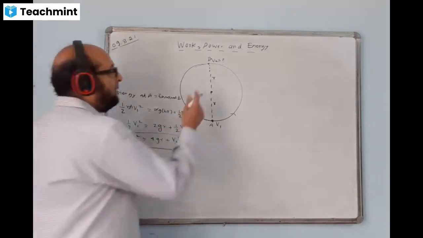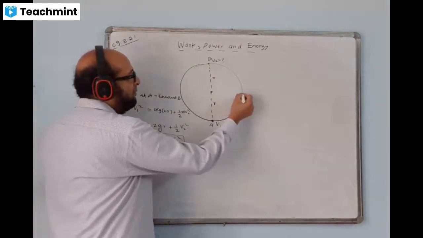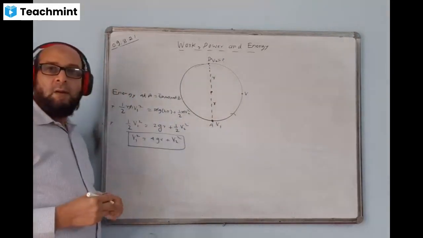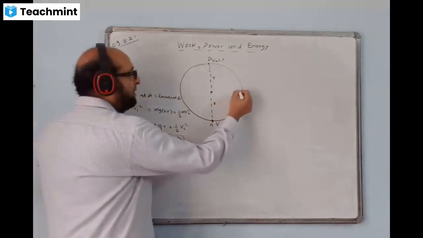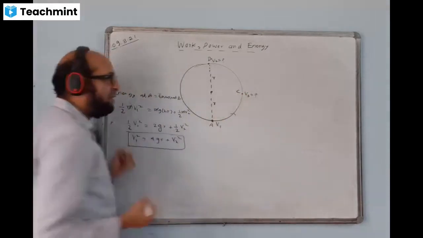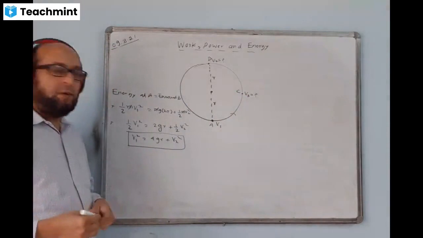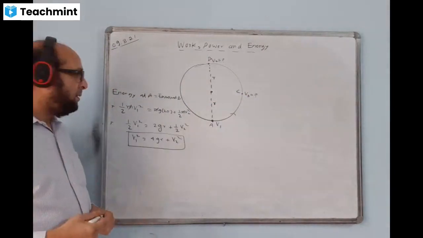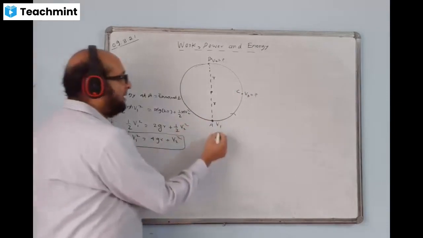Suppose you want to find the velocity of the body here. This is the point C. Suppose I take this value as V3. How do we find the value of V3? Make energy equal. Energy at A and energy at C will be equal. So I'll do the same way.